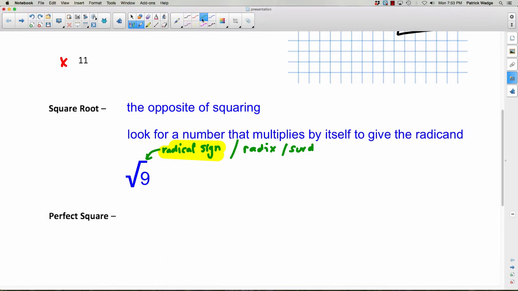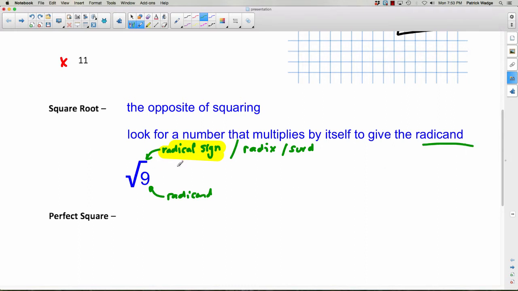And then the number inside here, in this case the 9, this is called the radicand. Whether it's a 9 inside or a 17 or a 342, that's a radicand. And that's what I'm talking about here when I say radicand.